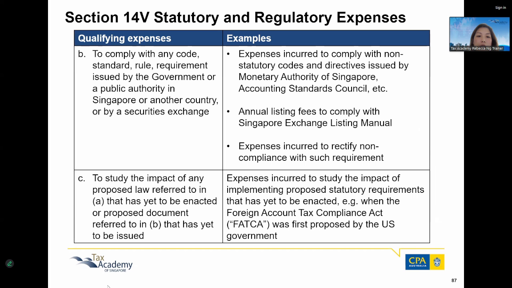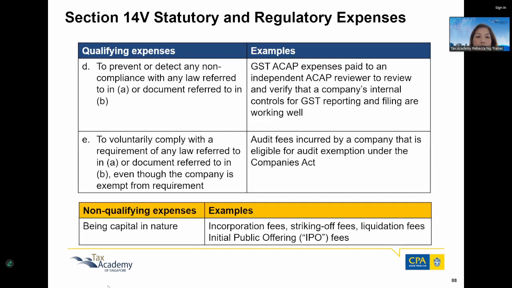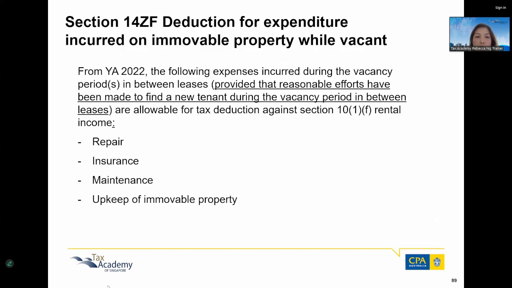There's also this slide on section 14B, statutory and regulatory expenses, some of the qualifying expenditure, and some of the examples are really self-explanatory. And same for this slide. So I will not be going through these two slides.